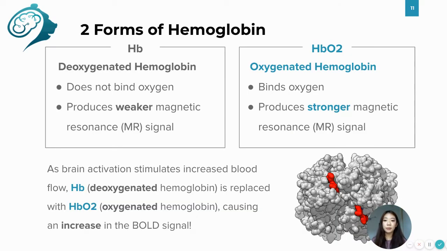So there are two forms of hemoglobin: deoxygenated hemoglobin and oxygenated hemoglobin. Deoxygenated hemoglobin does not bind oxygen, therefore deoxygenated, and it produces a weaker magnetic resonance signal. Oxygenated hemoglobin binds oxygen and produces a stronger magnetic resonance signal, or MR signal. So as brain activation stimulates increased blood flow, the deoxygenated hemoglobin is replaced with oxygenated hemoglobin, causing an increase in the BOLD signal.